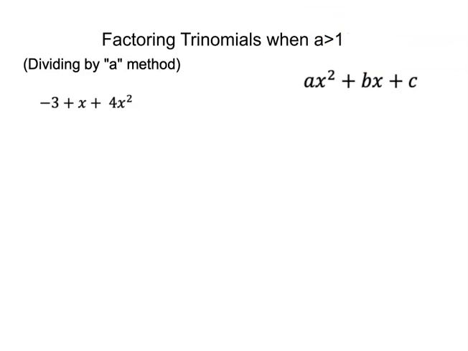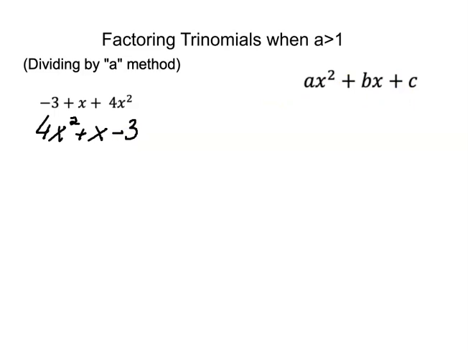First thing you wanna do is make sure that the polynomial you wanna factor is in standard form. Standard form means ax squared plus bx plus c, so you have to order the terms from highest exponent to the lowest. Obviously this one is not, so we're gonna write this in standard form first. So I have 4x squared plus x minus 3.